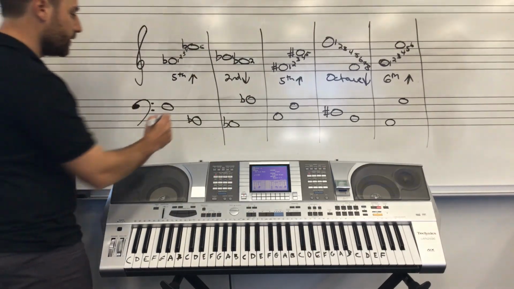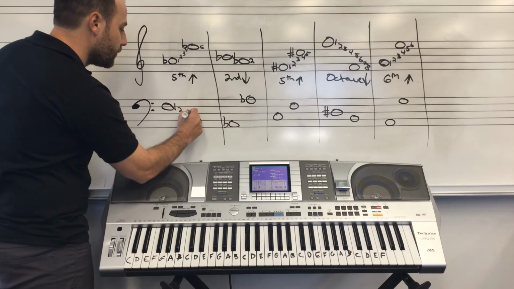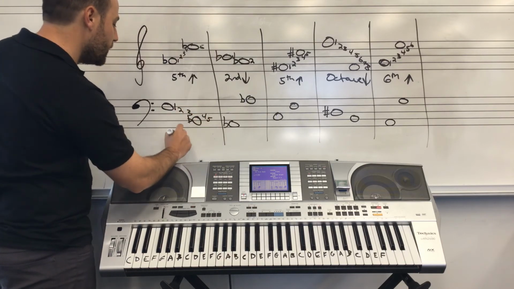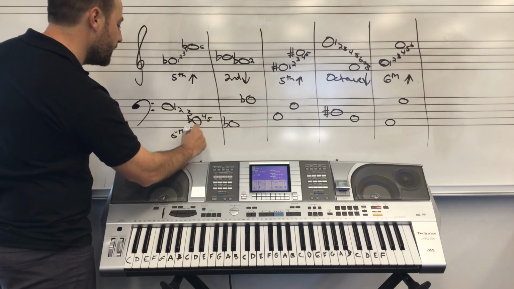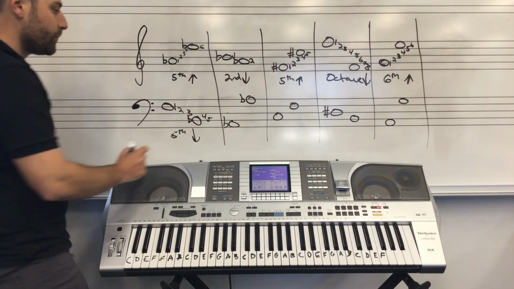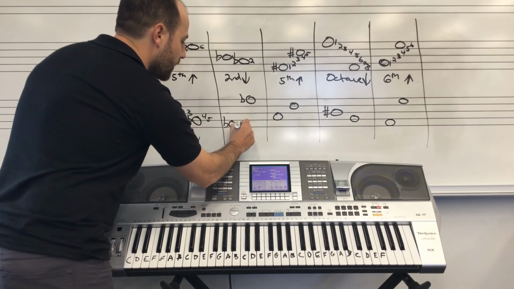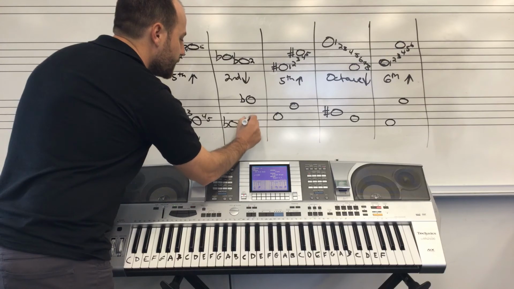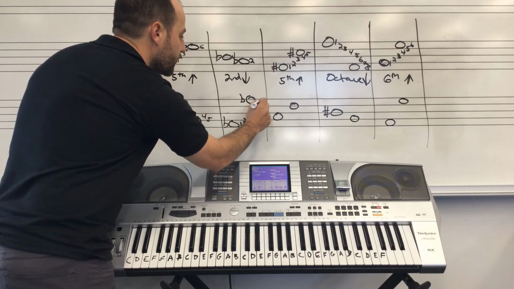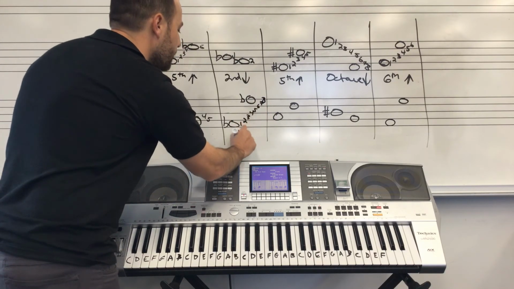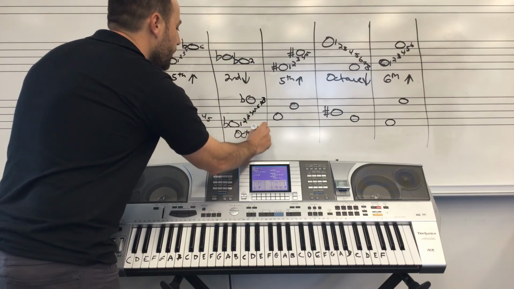On to the bass clef. Let's count them. 1, 2, 3, 4, 5. So we have a fifth. This time it's going down. Let's count this one, starting on the note. 1, 2, 3, 4, 5, 6, 7, 8. So this is an octave. And this one is going up.